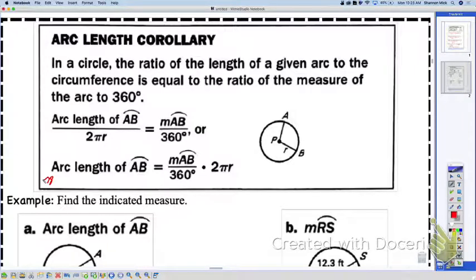Okay, but this formula looks kind of a little complicated, right? We're going to call this angle theta. It's a Greek letter, okay? So I'm going to rewrite this a little bit differently. Arc length is S, and we use S as the variable for arc length as you go further on in math. Do we just put the S under arc length? Yep, because arc length equals S.